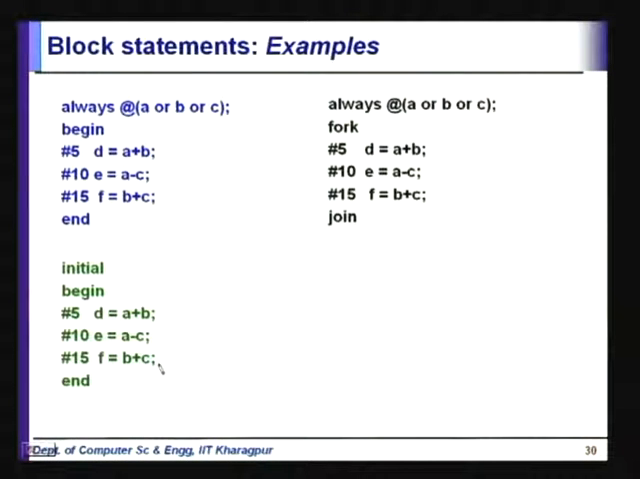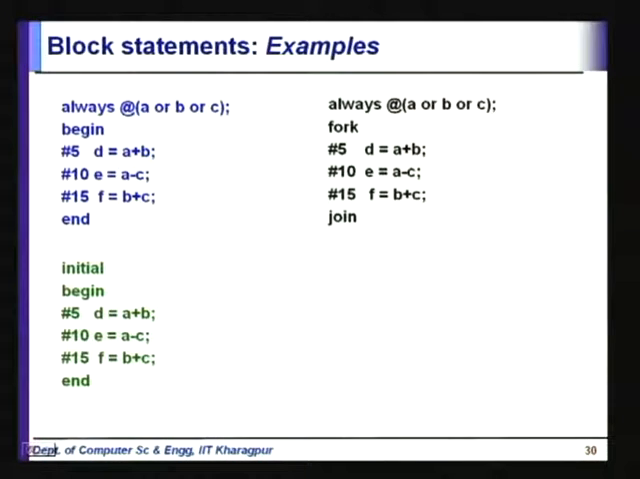So here are 3 examples. Look at the first one. Always @ A or B or C, we do #5 D = A + B, #10 E = A - C, #15 F = B + C. Now this block will execute every time A or B or C changes. This second block is an initial block where we have the same 3 statements. This will execute only once at the beginning.